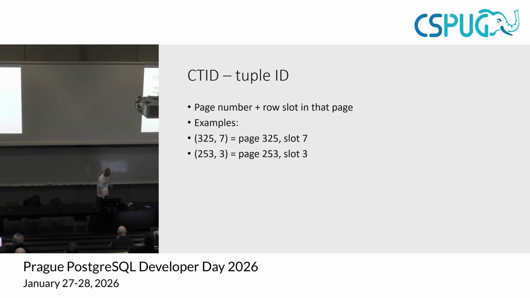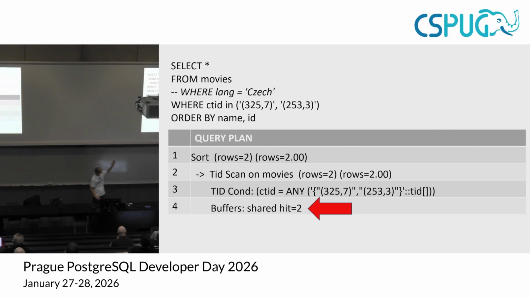The best way is to utilize something called CTID, or tuple ID, or TID. CTID is a pointer to your row. It's a page number followed by a slot number in that page. So when you know the CTID, you can go directly to the right page and get your row. I have CTIDs for my 2 rows, so if I use them instead of the language condition, I hit only 2 pages. That means that I have bad luck and my 2 rows are stored in different pages. If I am lucky, they can be stored in a single page, and I can hit only 1 page.